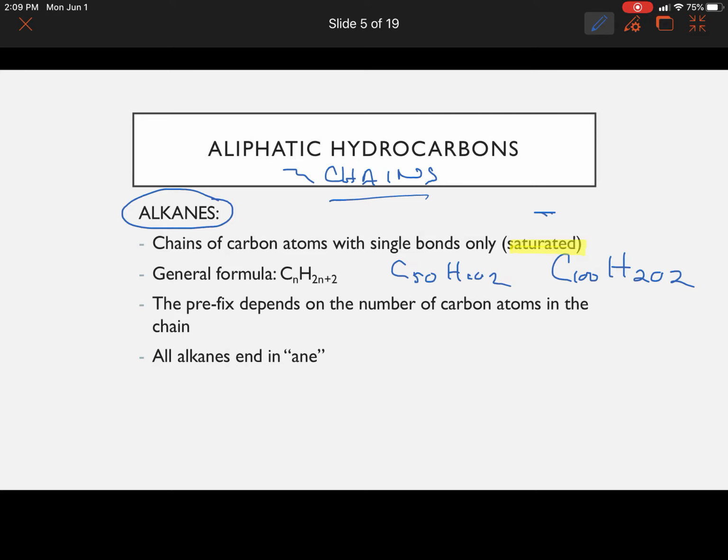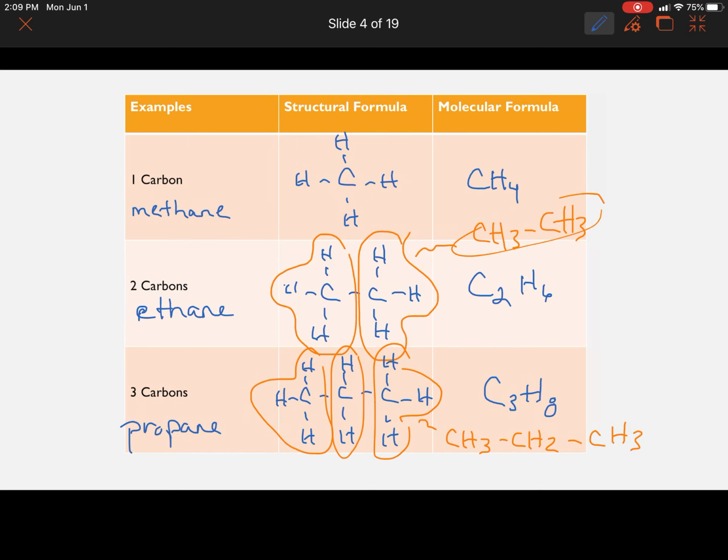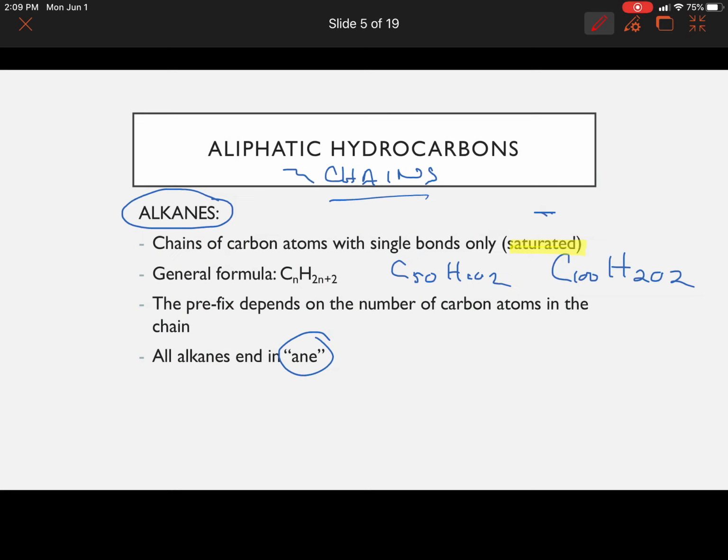All alkanes end in ane, so that's one thing to make note of. Now, if you look back at what we did before, you'll notice, so these are all alkanes, but, whoops, hold on. We've got all 3 of them end in ane, but they've got different prefixes, so meth, eth, prop. So we are going to learn those here.